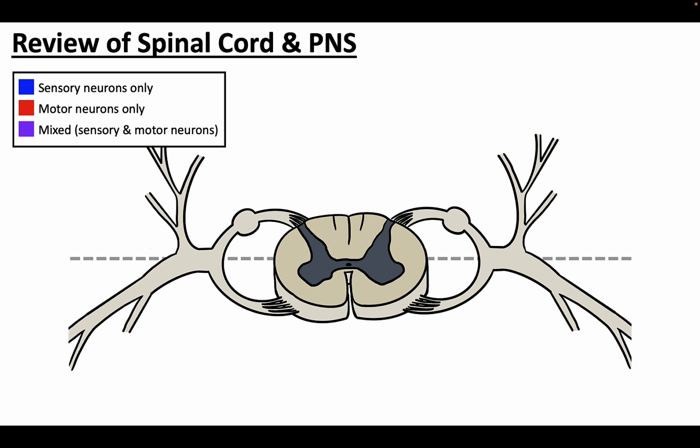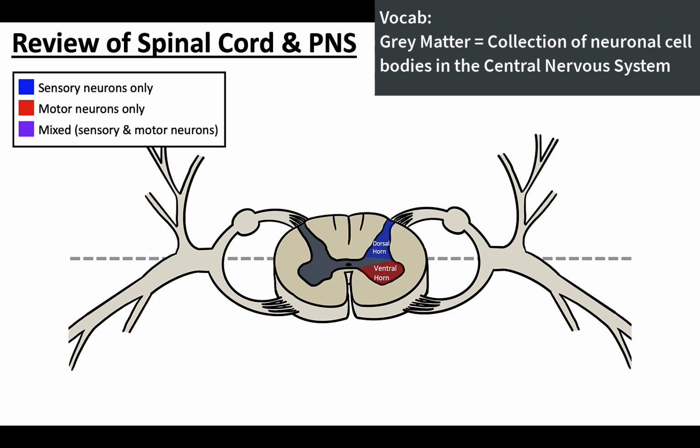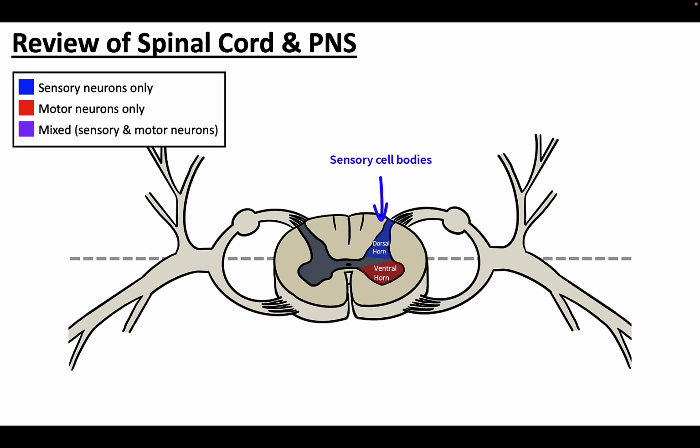Looking at our spinal cord, which is a part of our central nervous system, we can see that the gray matter is sectioned into dorsal and ventral horns. Gray matter looks gray because of the nuclei in it, since gray matter is a collection of cell bodies in the central nervous system. Dorsal horns contain sensory cell bodies. Ventral horns contain motor cell bodies.